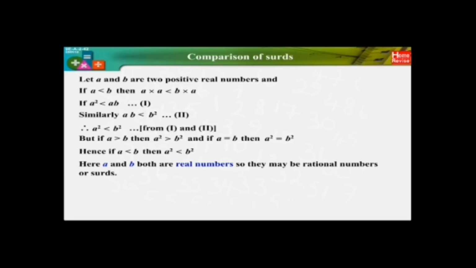Here a and b are both real numbers, so they may be rational numbers or surds. By using the above properties, let us compare the surds.